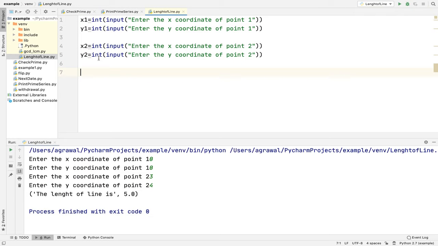Suppose these are our inputs. x1 is the input of the x coordinate of the first point. Similarly y1, where I have taken the input of the y coordinate of the first point, and similarly x2 y2. So these are the inputs which I have already taken from the user.